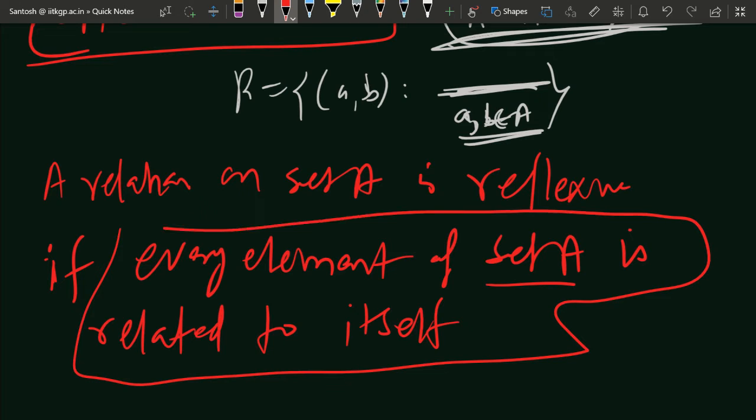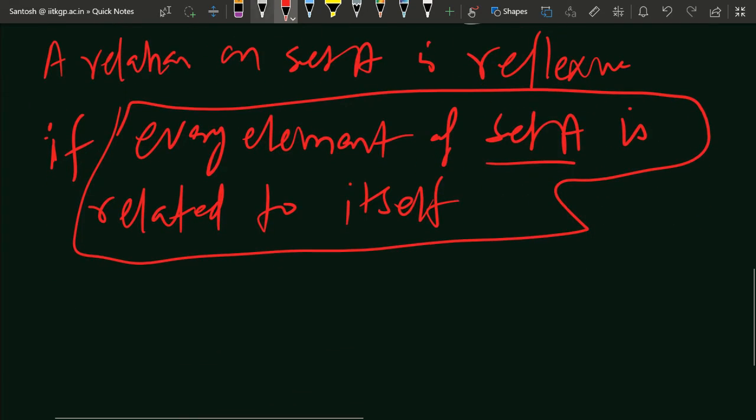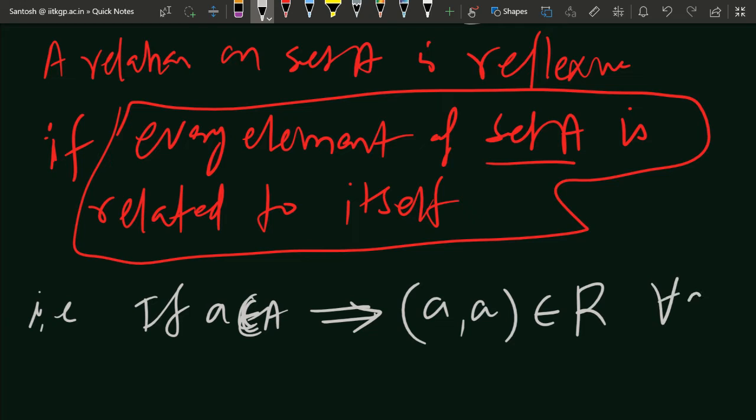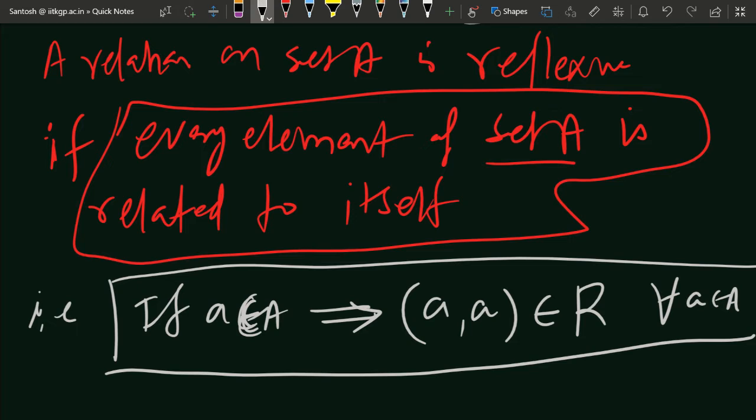This is the definition. Mathematically, if you want to write it, you will write it like that. That is, if a belongs to capital A, so small a is an element, capital A is the set, so small a belongs to capital A, then (a, a) will belong to R for all a belonging to A. Okay. So if a is an element of A, then a must be related to a itself. I mean, every element must be related to itself.